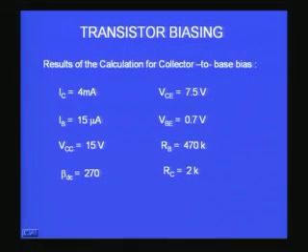So you have the collector current 4 milliamperes, the VCE is around 7.5 volts, the IB 15 microamps, VBE is 0.7 for silicon, VCC is 15 volts, the RB we calculated to be 470 kilo ohm, very close to 470, and the beta DC is 270, I assume, for this transistor. RC, the load resistor, is 2 kilo ohm.